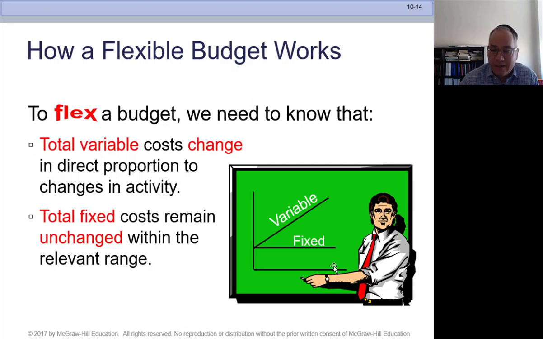I love this clip art. Where'd they find this clip art of the guy with, they probably added the lines and stuff.